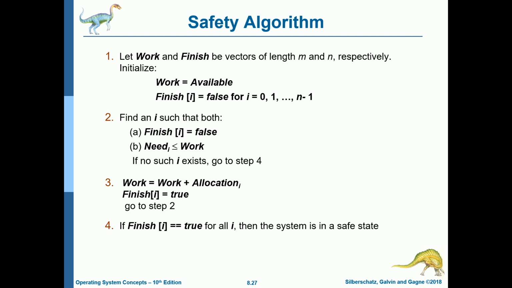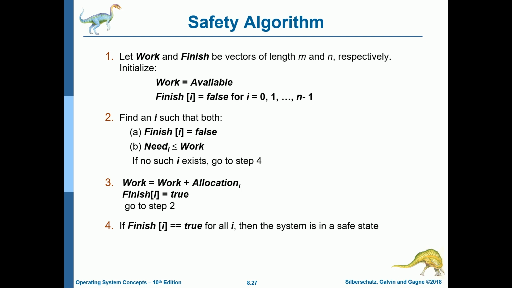Next, find an index i such that both finish[i] is false and need is less than or equal to work. If no such i exists, then go to step 4. Next, work is equal to work plus allocation, and we assign finish[i] equal to true. Once we do that, we can loop back to step 2.